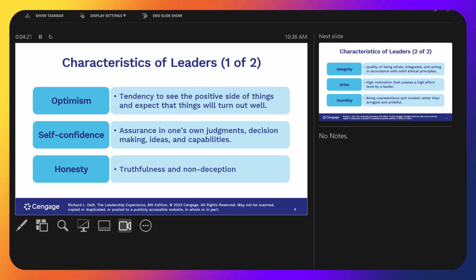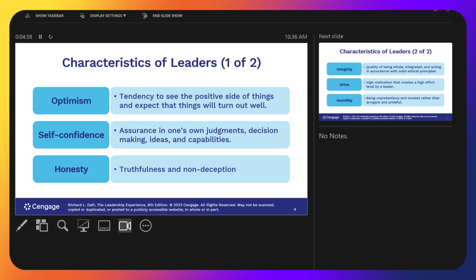Self-confidence: assurance in one's own judgments, decision-making, ideas, and abilities. This is critical for a leader. I want you to think about something. Who's going to follow a leader who's speaking to you and doesn't sound like they're sure of themselves, or doesn't seem to be self-confident in what they're saying, or in their demeanor, or their decision making? Nobody wants that. One of the key things in being a good leader is that you've got to be able to have self-confidence. I've always told leaders that I train, if you don't have confidence in yourself, how is anybody else going to have confidence in you?